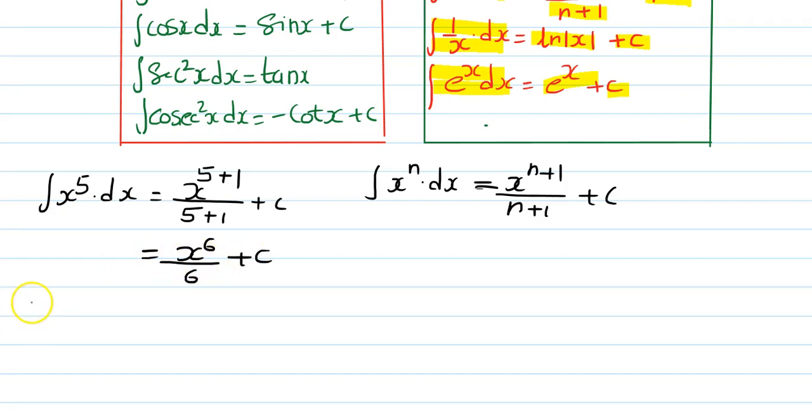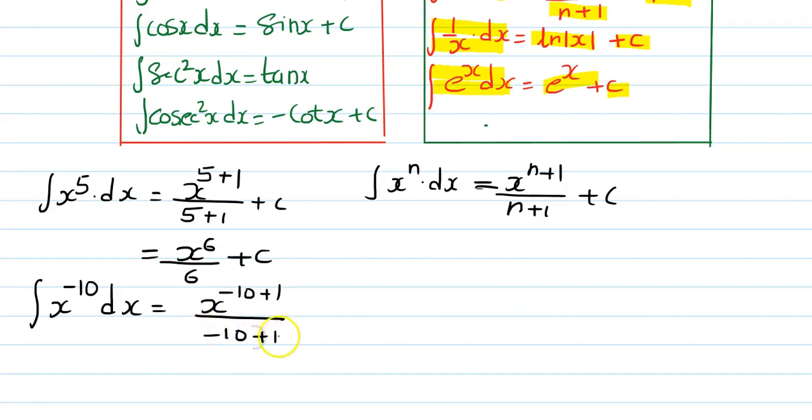Similarly, if we take another example like a negative power, let's take x to the power minus 10 into dx, then what will happen? So it will be x to the power minus 10 plus 1 divided by minus 10 plus 1 and plus c. So minus 10 plus 1 becomes x to the power minus 9 divided by minus 9 and plus constant c. So this is the way we can do the questions here.